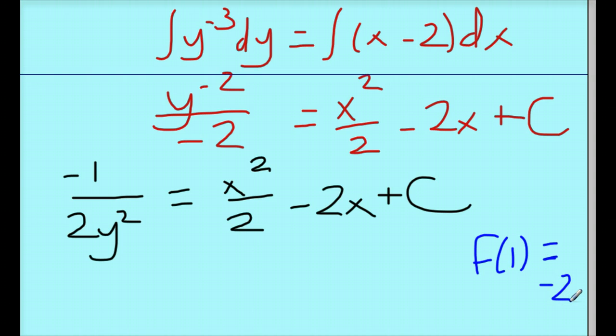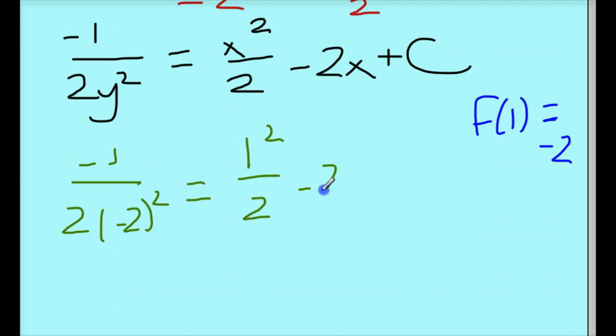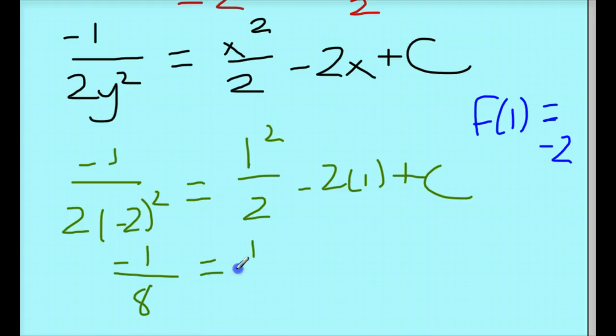Because we know this is true, I can plug in 1 for all the x's and a -2 for all the y's, and after doing some algebra, I'll be able to find my c. And so, if I start plugging in, I get -1 over 2 times -2 squared is equal to 1 squared over 2 minus 2 times 1 plus c. And if we finish this, we get -1 over -2 squared is 4 times 2 is 8 is equal to 1 over 2 minus 2 plus c.